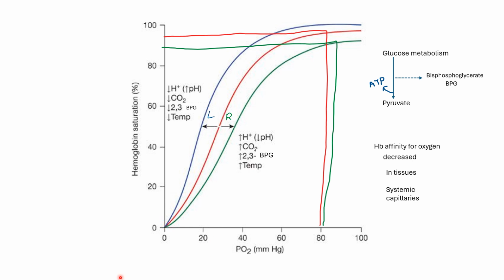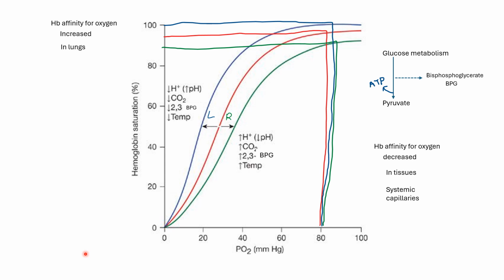What does it mean? When it is shifting to the left, let me draw a line from this blue. So this blue line goes up here to here and over here. Now the saturation of the hemoglobin has increased. This is the situation which is present in the lungs, and in the lungs, the affinity for oxygen has increased.